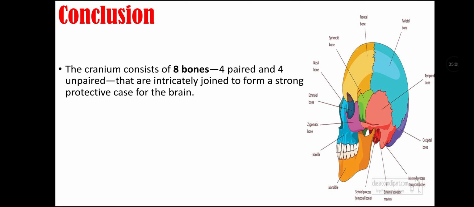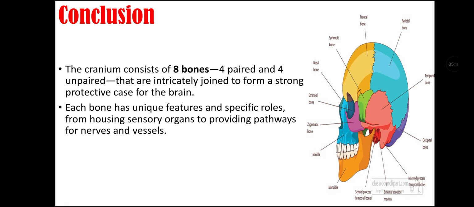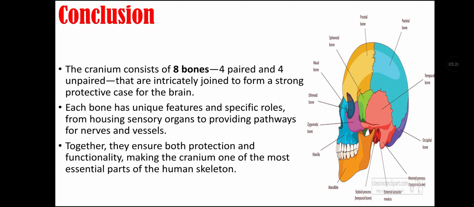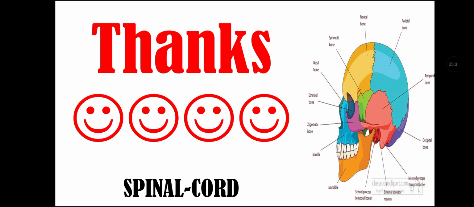Conclusion of this lecture video. Cranium consists of 8 bones, 4 of which are paired bones and 4 of which are unpaired bones. They are intricately joined to form a strong protective case for the brain. Each bone has unique features and specific roles, from housing sensory organs to providing pathways for nerves and vessels. Together they ensure both protection and functionality, making the cranium one of the most essential parts of human skeleton. And this is all about the cranial bones.